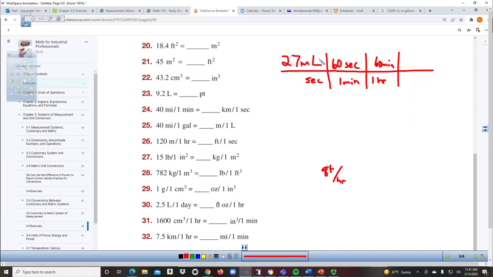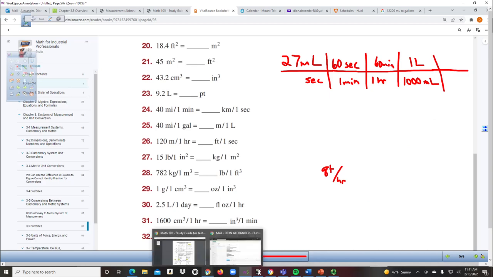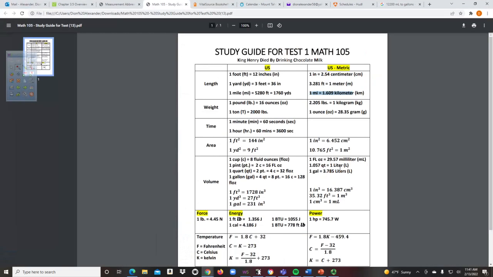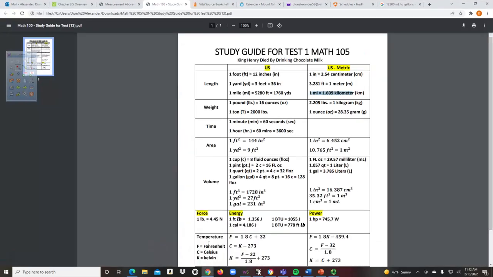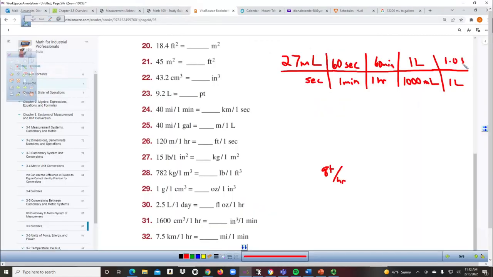Since milliliters is in the numerator, we know that 1,000 milliliters is going to give us 1 liter. And now since we're in liters, we can go back over to our conversion chart and see that 1 liter is 1.057 quarts. So 1 liter is 1.057 quarts.